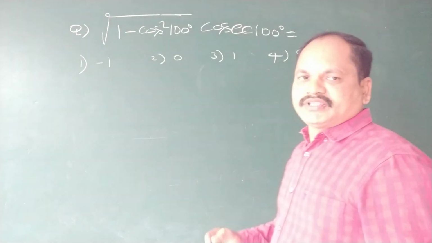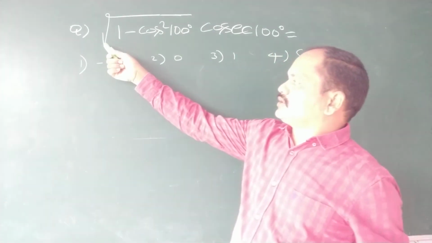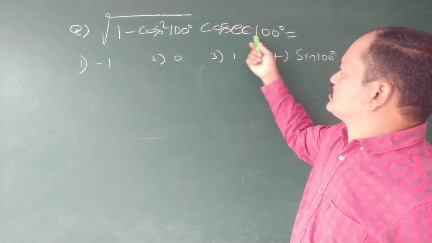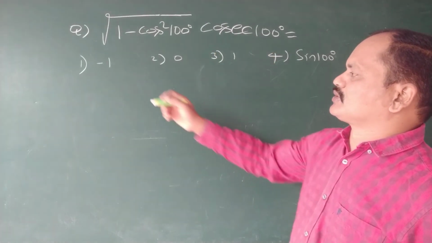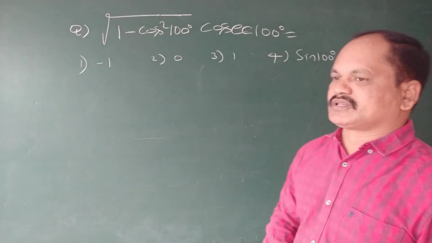Now observe, this is similar to the previous question. Square root of 1 minus cos square 100 degrees into cosecant 100 degrees is equal to: first option minus 1, second option 0, third option 1 and fourth option sin 100 degrees.